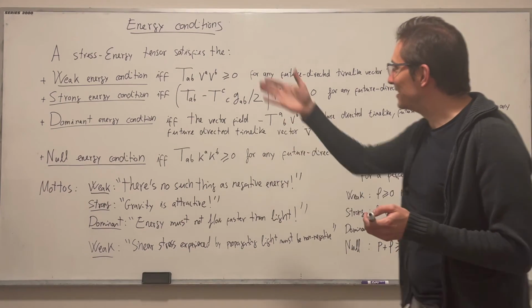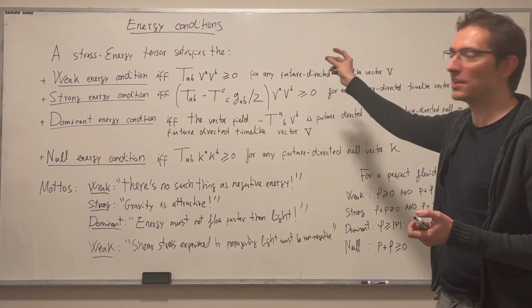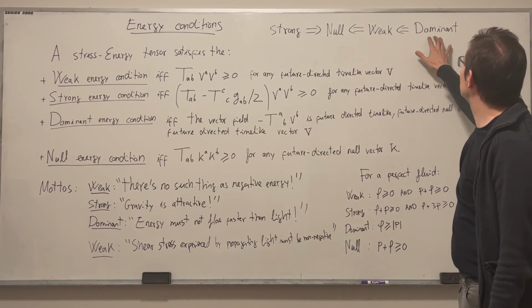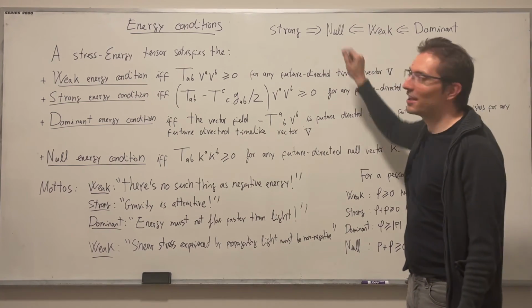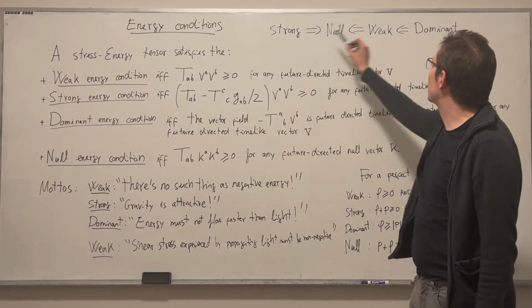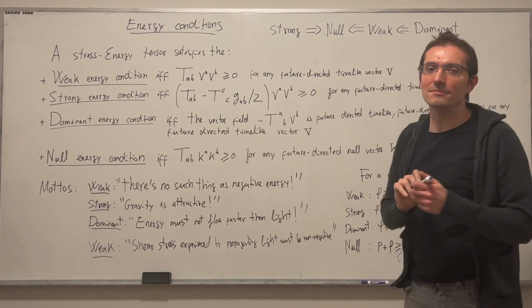In fact, these conditions are not equally strong. They imply each other in some ways. Let's see the chain of implications here. The most demanding of them all is the dominant energy condition. The least demanding would be the null energy condition. We see that the strong implies the null, but the strong is unrelated to the weak, and the dominant implies the weak and implies the null.